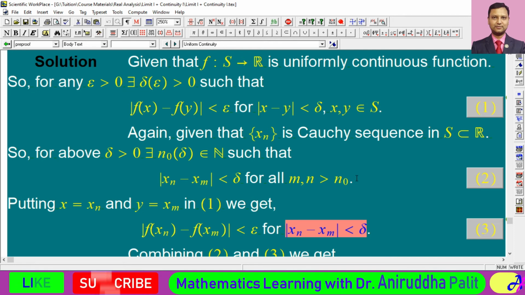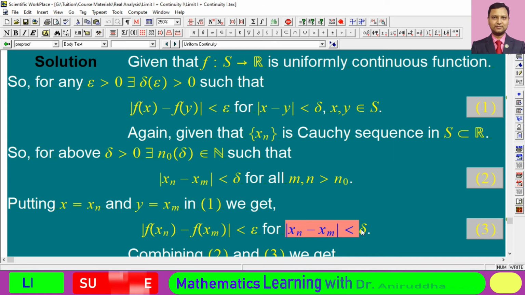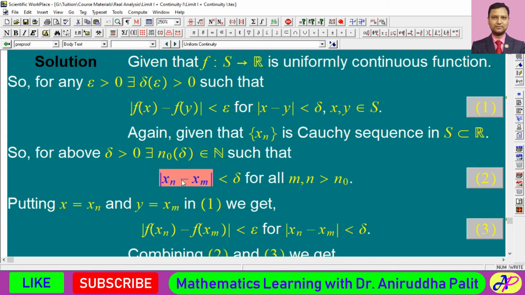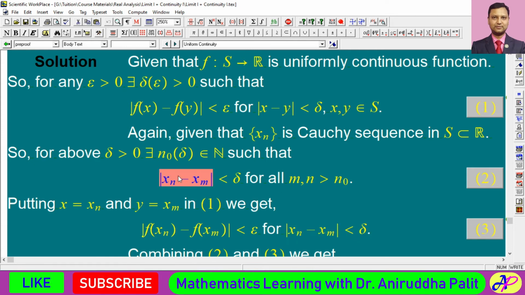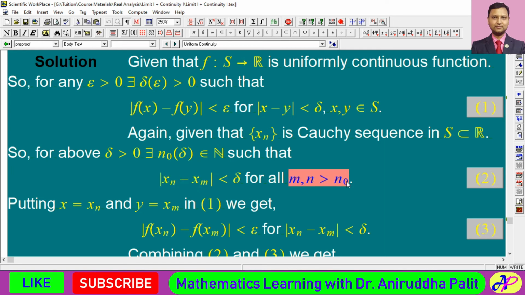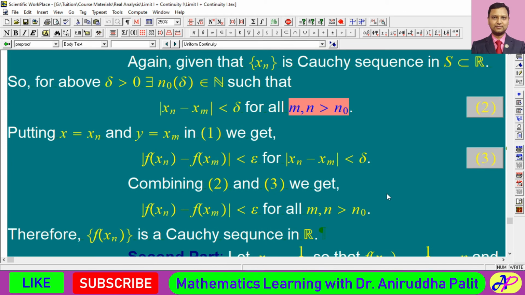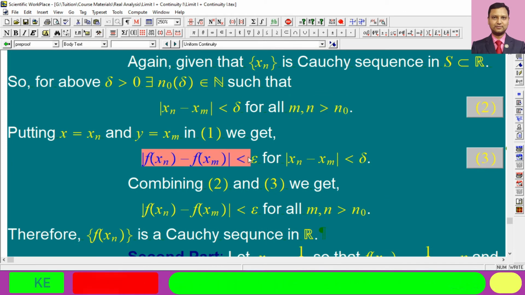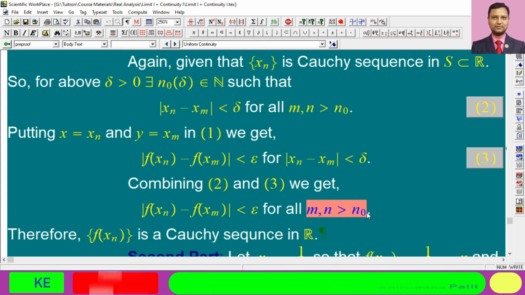Okay. Now we combine this relation number 2 and relation number 3. From relation number 3, we can say that the first relation is true whenever this second relation is true, and this second relation is true only when m, n are greater than n0. So we can now combine and say that the first relation is true whenever m and n are both greater than n0.